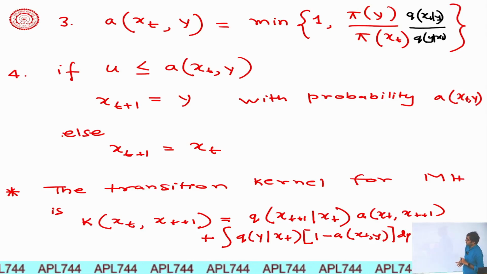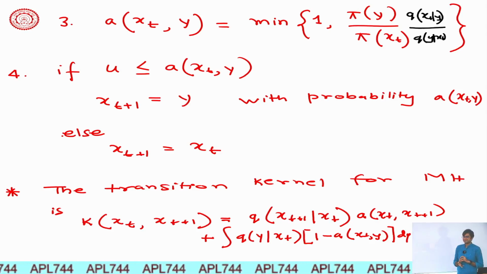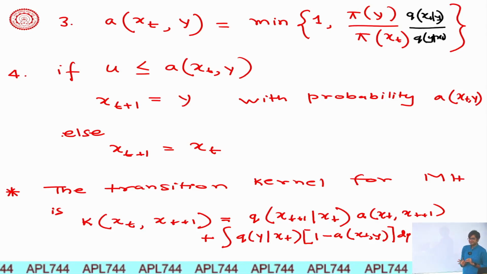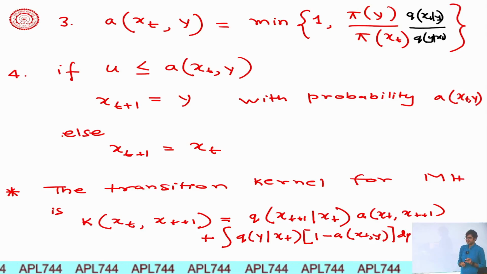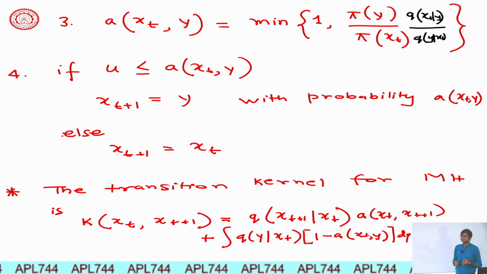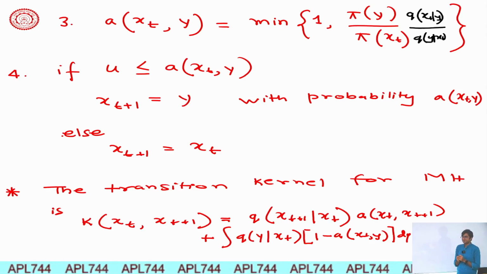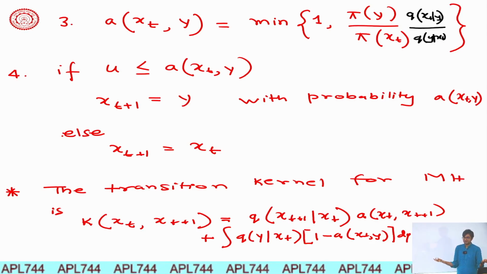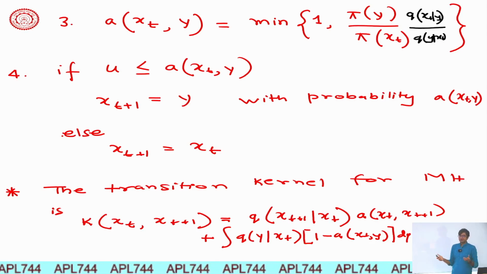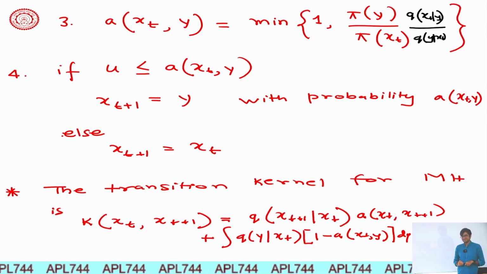Is it not possible that every time my sample is getting rejected? It is possible, right? With a finite probability, every time my sample is getting rejected. In that case, what will I have? Many of the samples will be my repeated samples, which is not a good idea. You want a diverse sample from a distribution. You don't want samples where you have 1,000 samples, but 900 of those samples are same. You will not want that.